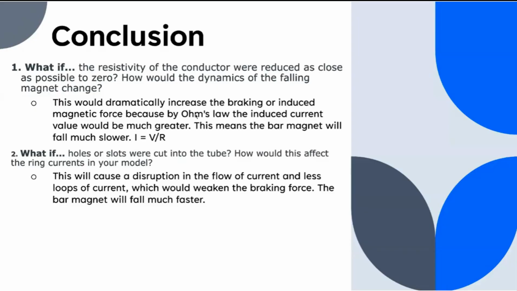What if holes or slots were cut into the tube? How would this affect the ring currents in your model? So this would cause a disruption in the flow of current and fewer loops of current, which would weaken the braking force, and the bar magnet would fall much faster.